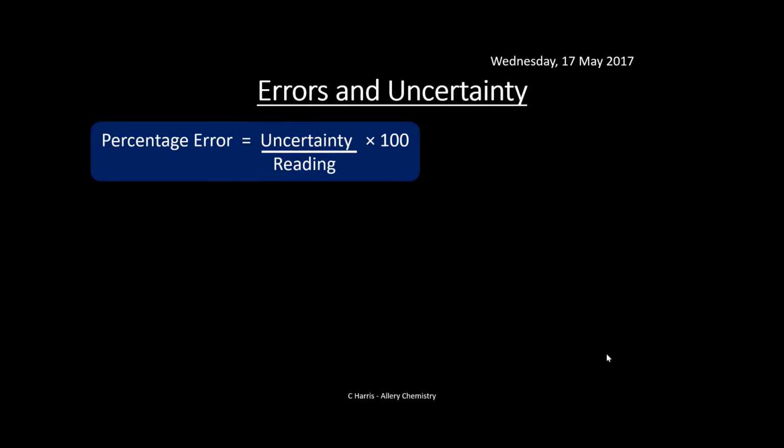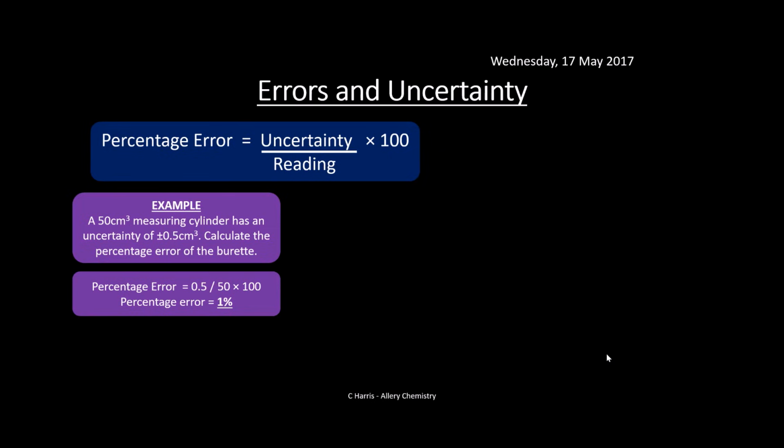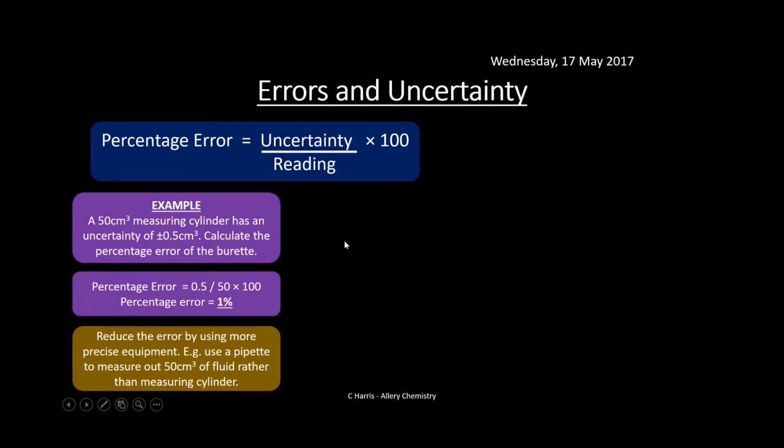Okay, so percentage error then is uncertainty divided by the reading times by 100. So for example, a 50 centimeter cube measuring cylinder has an uncertainty of plus or minus 0.5 centimeters cubed. Calculate the percentage error of the burette. Okay, so the percentage error is 0.5, because that was the uncertainty, divided by 50, which is the reading. So we're using the 50 centimeter cube measuring cylinder, times by 100, so the percentage error in this case is 1% error.